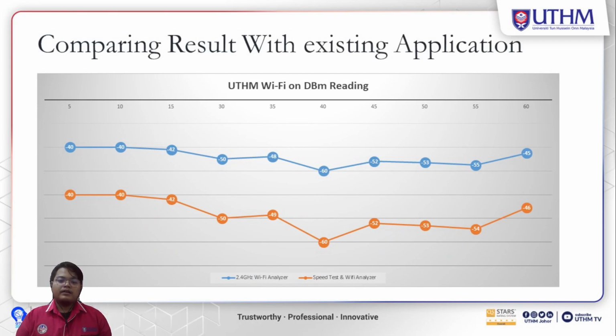Next part is comparing the result with existing applications. I compare the result from 2.4 GHz Wi-Fi analyzer with an existing application that you can get from Google Play Store. From the graph, we can see that the pattern of dBm reading for both applications is almost similar. This test ran for 1 hour with a few runs. It proves that 2.4 GHz Wi-Fi analyzer is actually good enough to be used by the public because the result is pretty similar to the existing application.